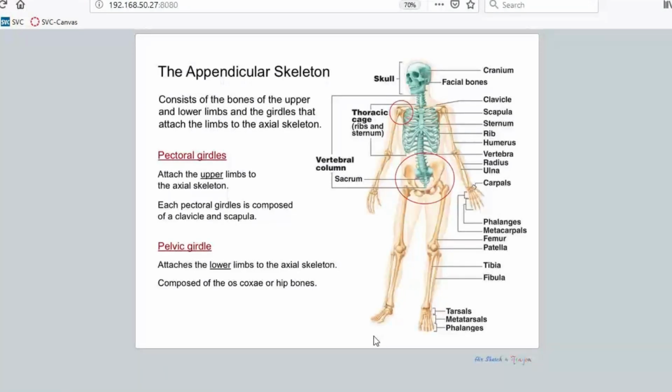Alright, so the last part of the skeleton we want to talk about is the appendicular skeleton. We've talked about the axial skeleton. The axial skeleton is the skull, the vertebral column, and also the thoracic cage here. But now we want to attach things onto this axial skeleton. And when we attach something onto something larger, per se, we call that an appendage. So what are we going to attach onto this axial skeleton?